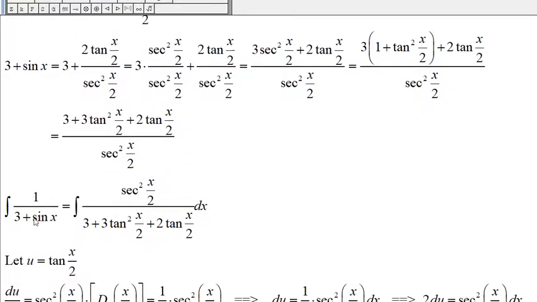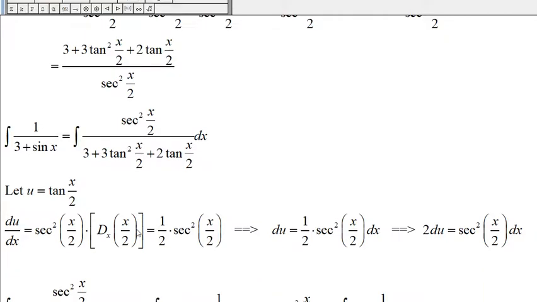This is the original integral. 3 plus sine of x is this. 1 over 3 plus sine of x will be just the reciprocal, or turning upside down. So it'll be turn this expression right here upside down. Let u be tangent of x over 2. The reason we want to do that is because the derivative of tangent is secant squared, and we have secant squared right here.